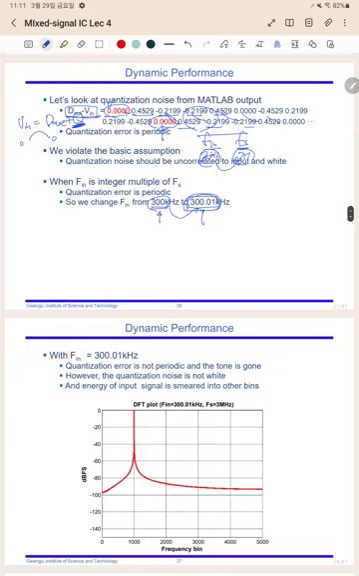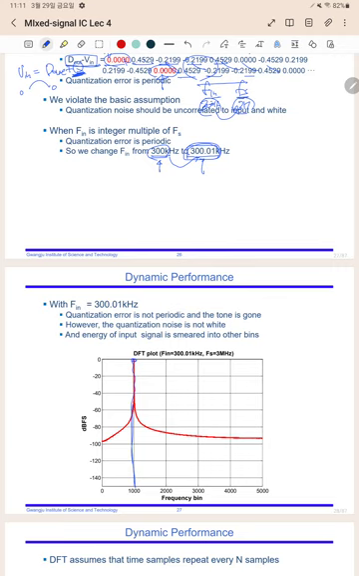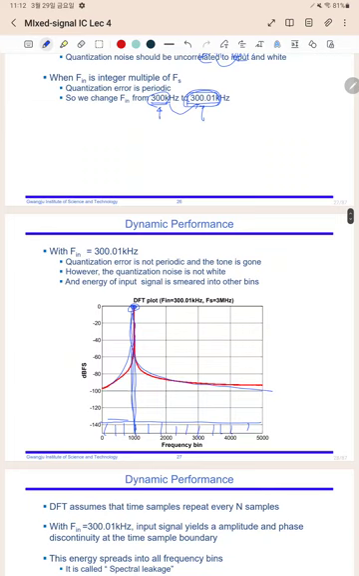So I'm supposed to get the input tone here, and some quantization noise at this one. But now I get huge distortion spread all through the frequency bands, right? And the input is still there, but I get a huge distortion. It's because the energy of your input signal is basically spread into other bins if you're not really careful about your DFT equations, DFT properties. Okay, so let's take a look at why we get this kind of situation.